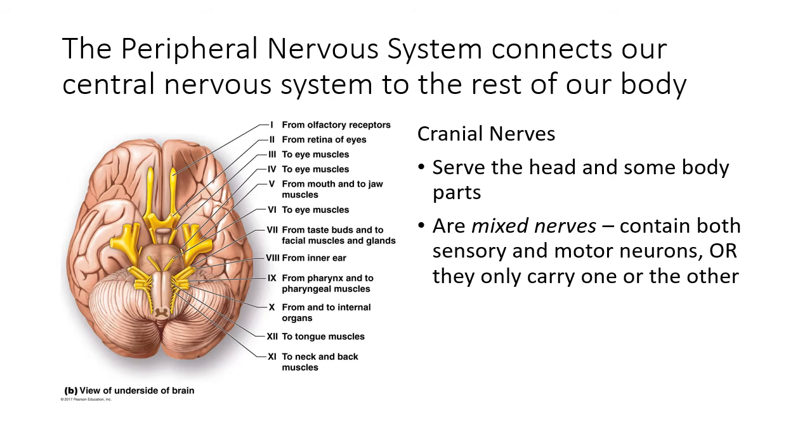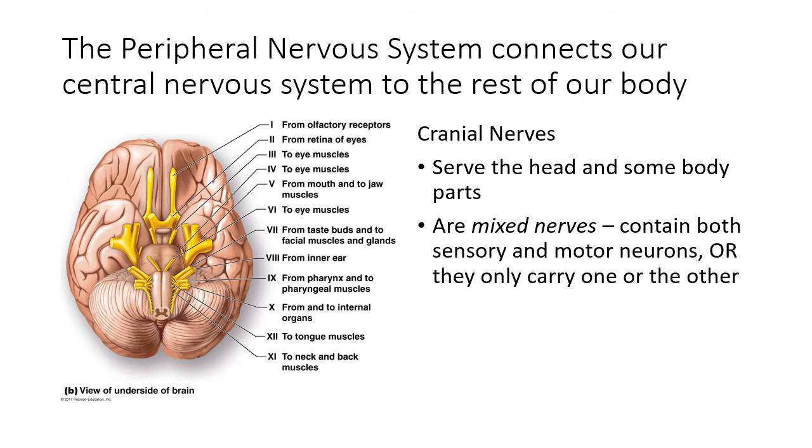So the spinal nerves of the peripheral nervous system obviously come out of the spinal cord. There are also cranial nerves that leave from the brain. So really, if the spinal nerves serve kind of all of our body below our neck, the cranial nerves serve our head and some of our body parts.